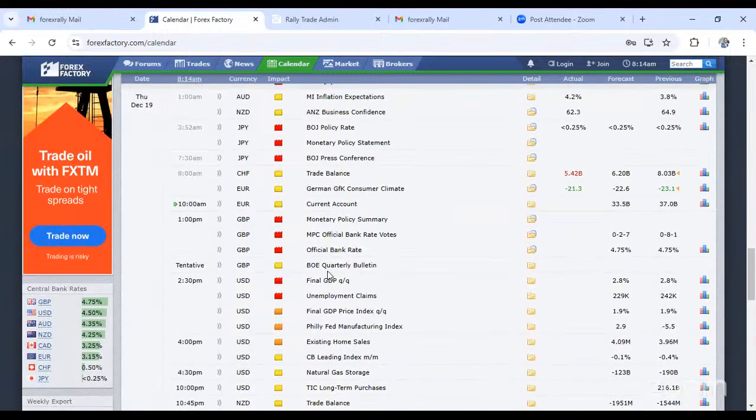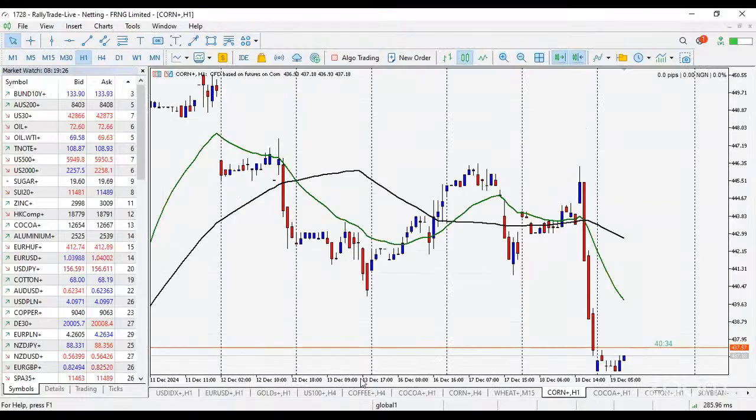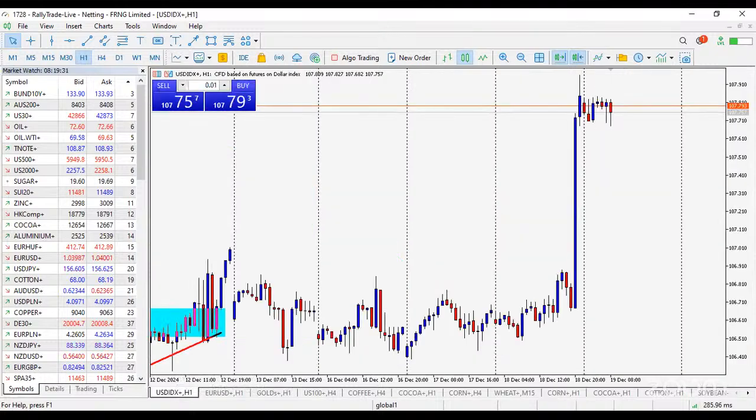So guys, what I'll do now, I'll just switch over to my chart so that we can do some technical analysis, right? Follow me through. Let me share my screen. I've been able to share my screen, guys. Can you see my screen? So let's start from the USD index, the dollar index.